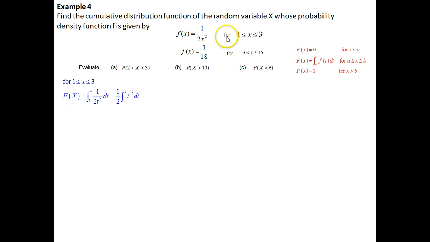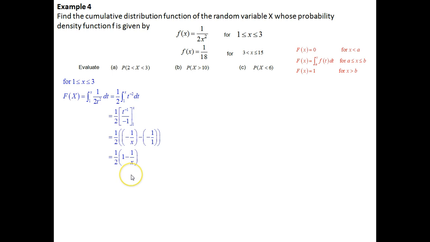So between 1 and 3, being as I've got two functions, I need to do 2 bits. So between 1 and 3, I'm integrating from 1 to x. So I'm integrating, take the half out, t to the minus 2 becomes t to the minus 1 over minus 1. And that's the same as minus 1 over t. So put an x in, I get minus 1 over x. Put a 1 in, I get minus 1 over 1. So that becomes a plus 1. So plus 1 minus 1 over x is my function for capital F between 1 and 3.